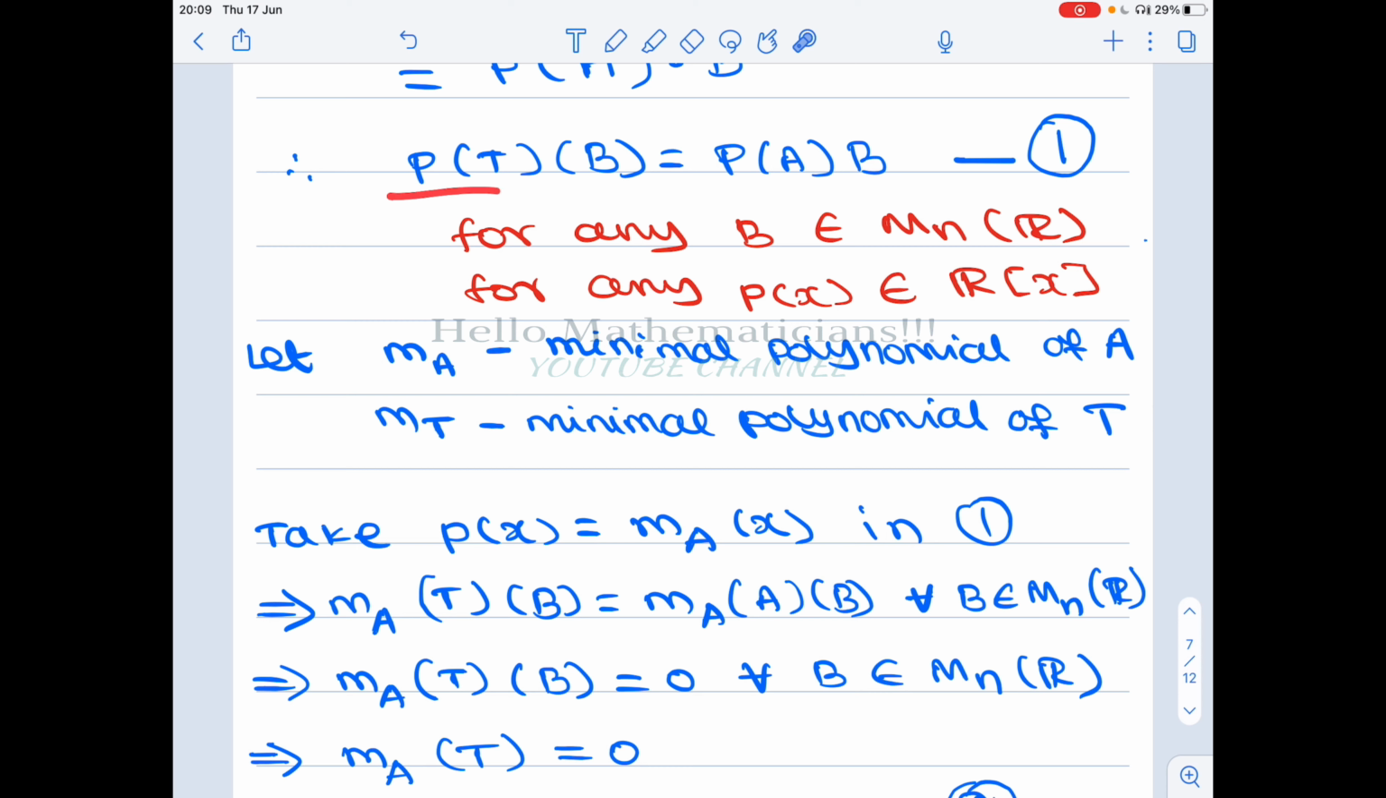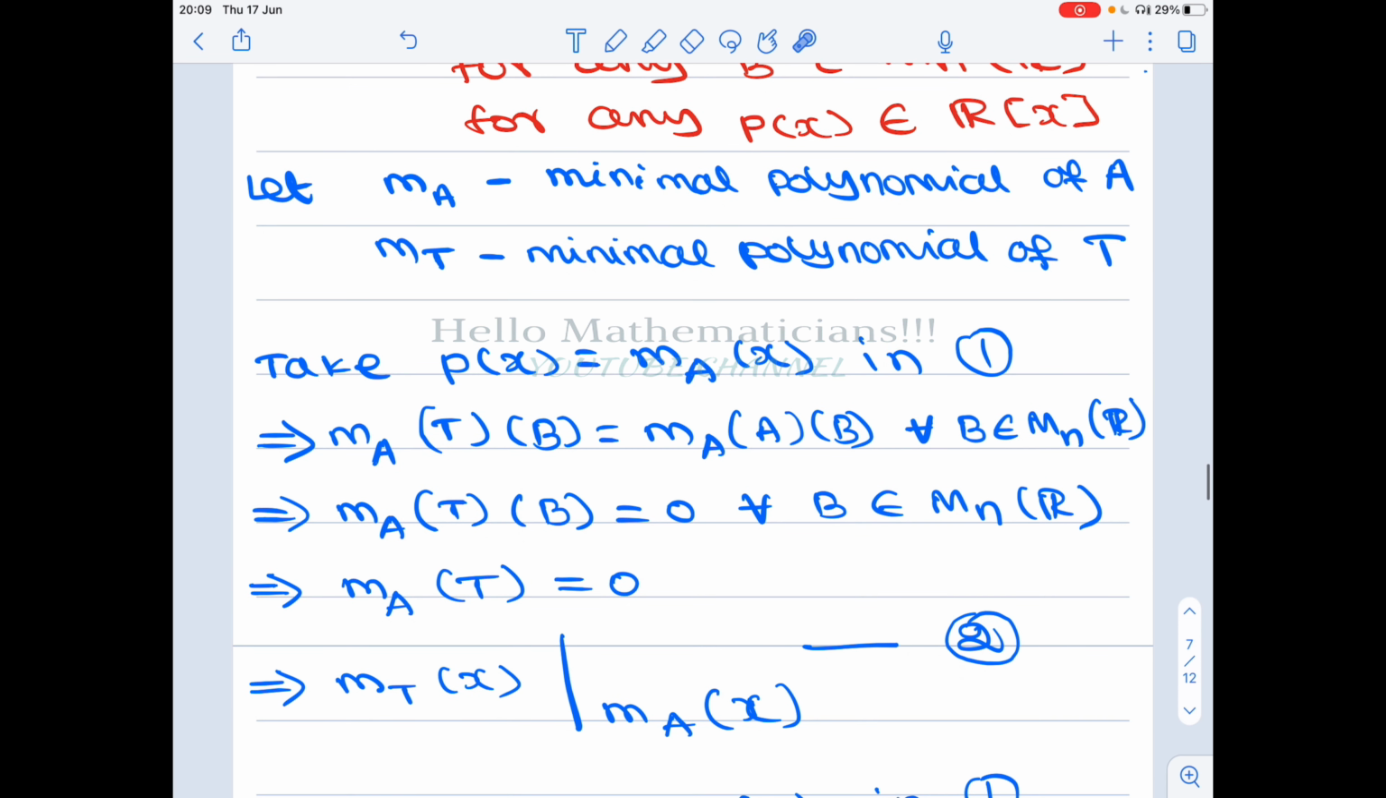Here and here I have substituted M_A. Now M_A is the minimal polynomial of A. Therefore, M_A(A) will be 0 because A satisfies its minimal polynomial. So we get 0 times B, and 0 times B will be 0. So we get M_A(T)(B) equal to 0 for all B belonging to M_n(R).